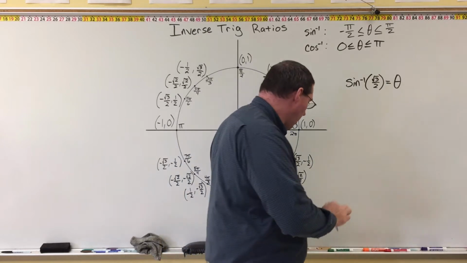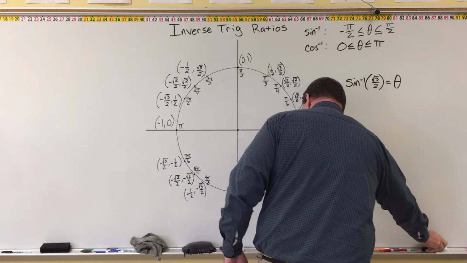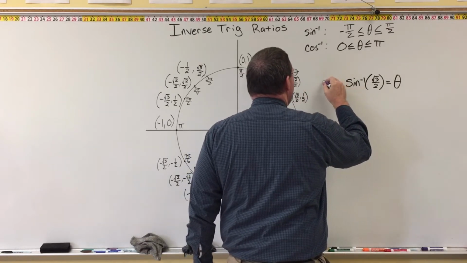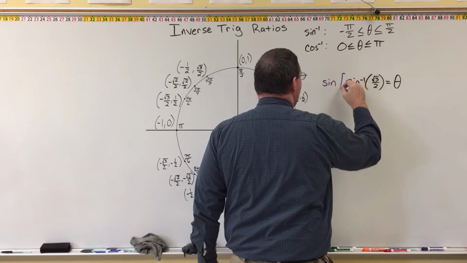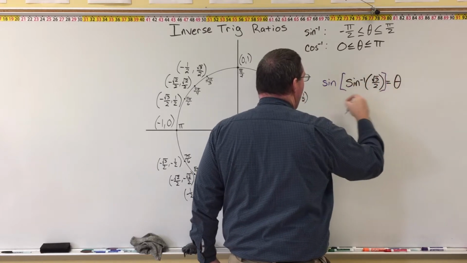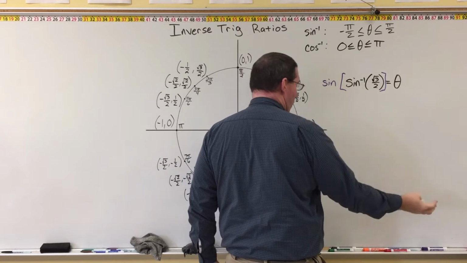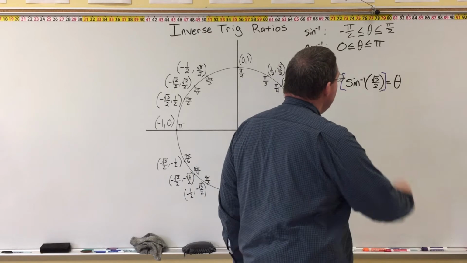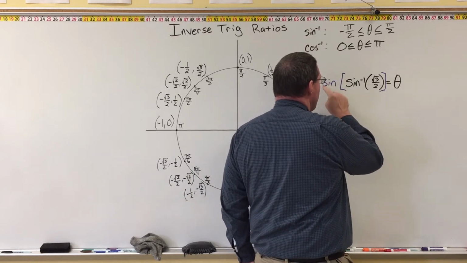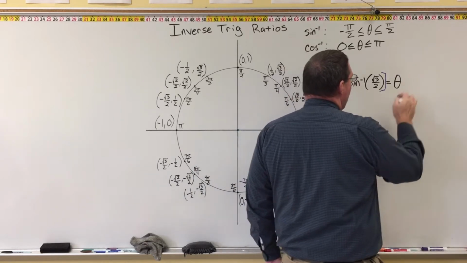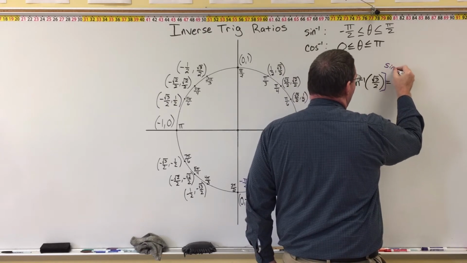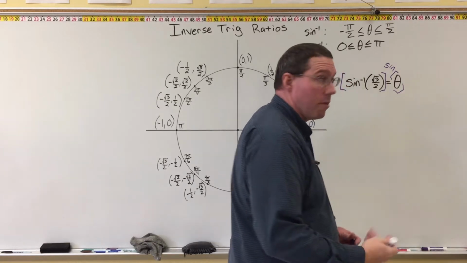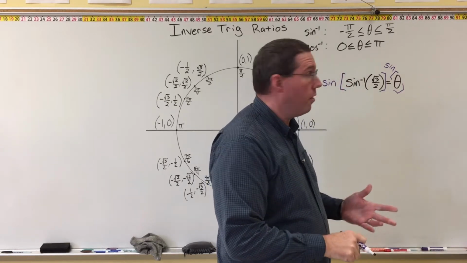And so let me show you what I'm going to do here. I'm going to use a different color. What I'm going to do is take the sine of each side of the equation. I'm going to do sine of sine inverse of square root of 3 over 2. Now, if I do sine to the left side of the equation, I also have to do sine to the right side, because it's algebra. Whatever you do to one side, you have to do to the other side.